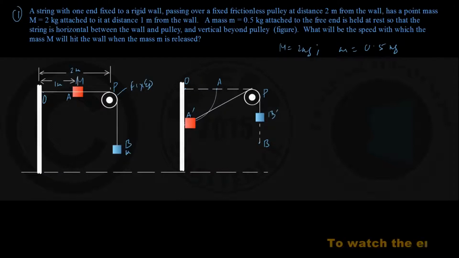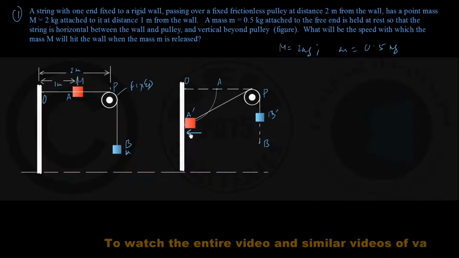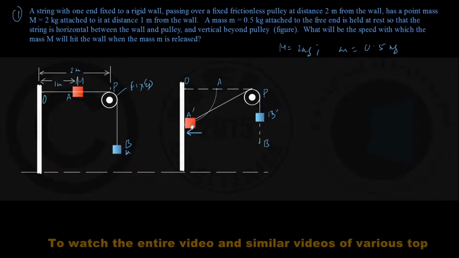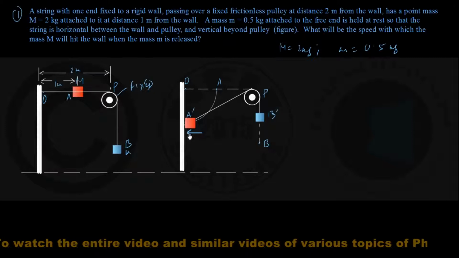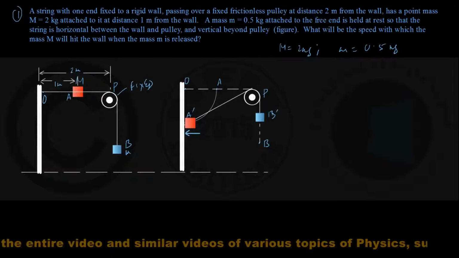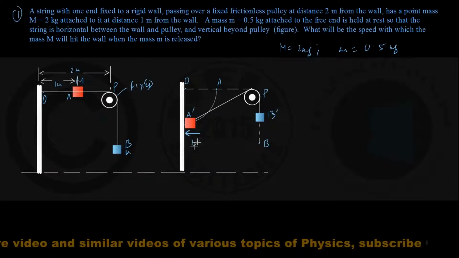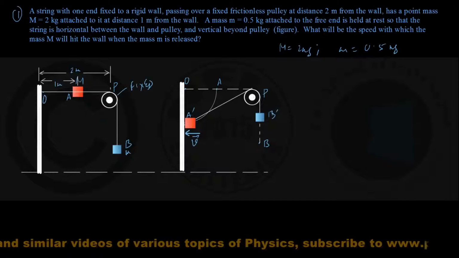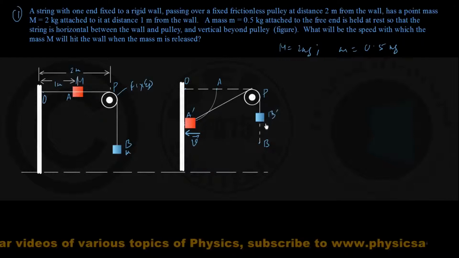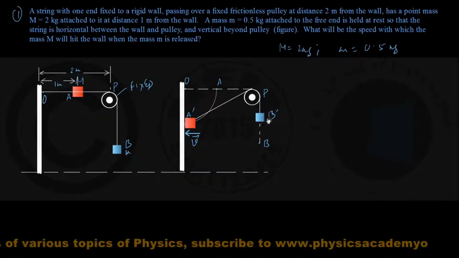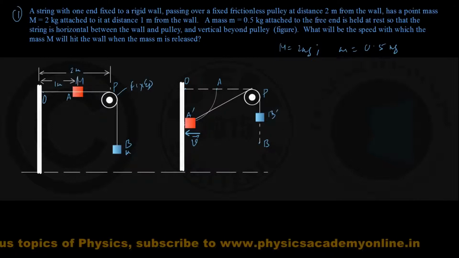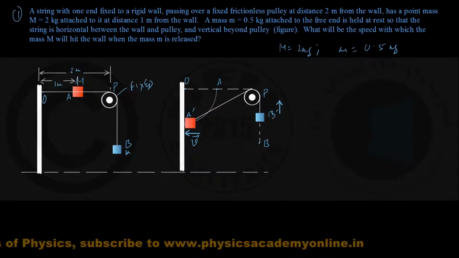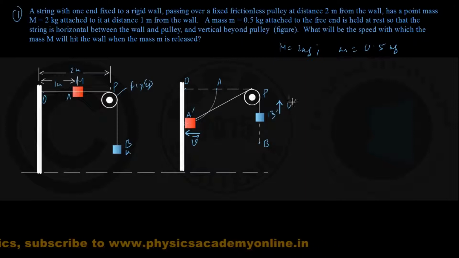And both these blocks possess velocities at the instant of hitting the wall. This larger mass, capital M, has its velocity vector pointing along the tangent to the circle, which in my figure happens to be in the leftward direction. Let me call this velocity V. And at the same time, the block small m is going up at the position B dash, and its velocity at this point is taken to be V dash, say.